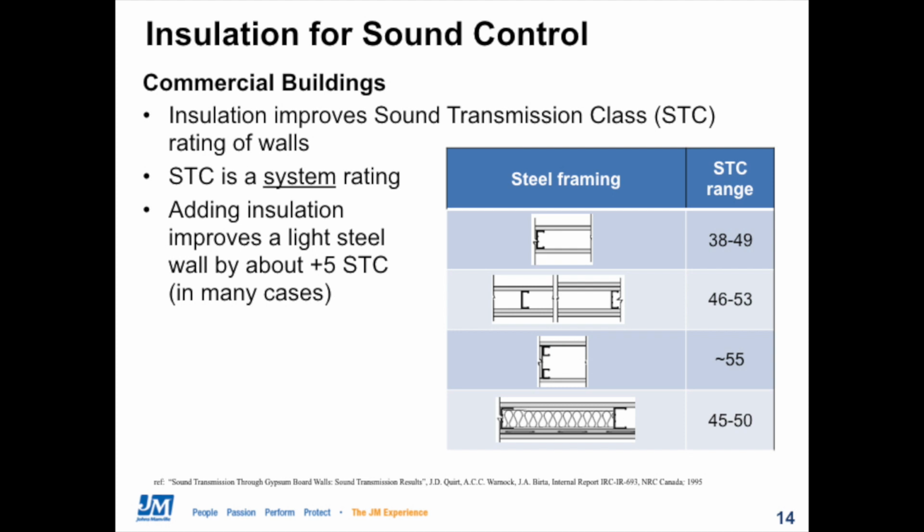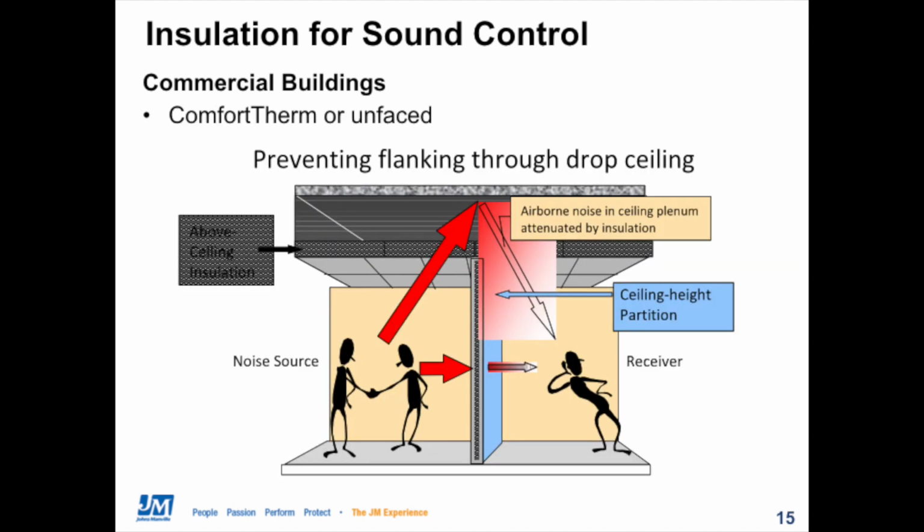In general, when we add porous insulation to a wall, we're going to increase its STC rating by about +5. And again, it's important to reinforce here that porous insulation materials make for better sound control. So fiberglass, mineral wool, open cell spray foam are going to provide better sound control performance than any sort of closed cell foam.